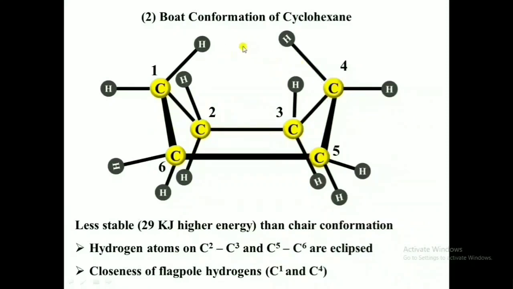So that also makes the molecule less stable because of the steric hindrance. Here also there will be steric hindrance. These two steric hindrances, or crowdedness, make the boat conformation less stable or higher energy, almost 29 kilojoules higher energy than the chair conformation. So if you compare the chair conformation and boat conformation of cyclohexane, the chair conformation is more stable than the boat conformation.